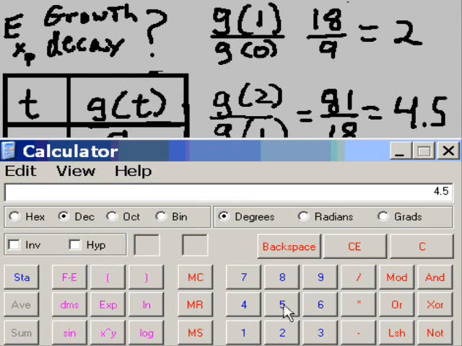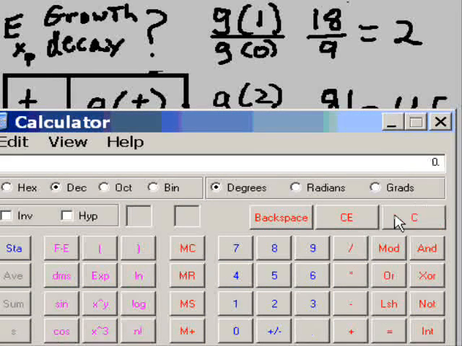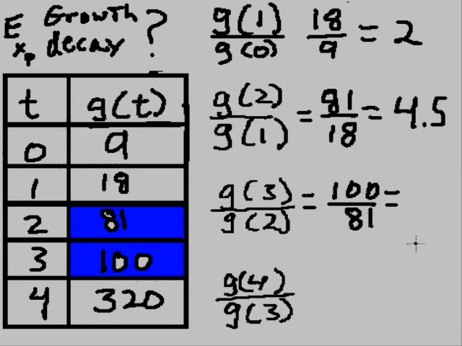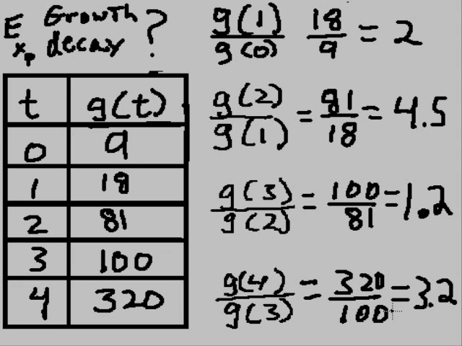100 divided by 81 equals 1.2. Doesn't look like any of these are the same. What about G of 4 over G of 3? That gives us 320 over 100, which is 3.2. None of these are the same.